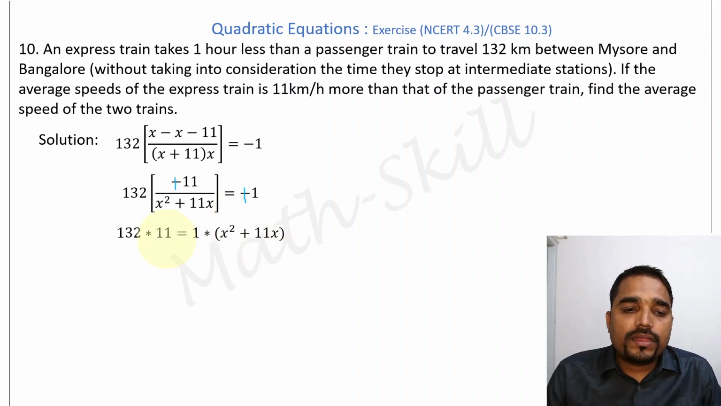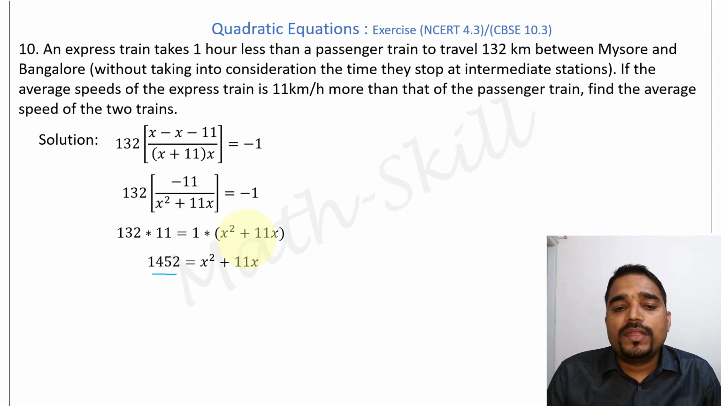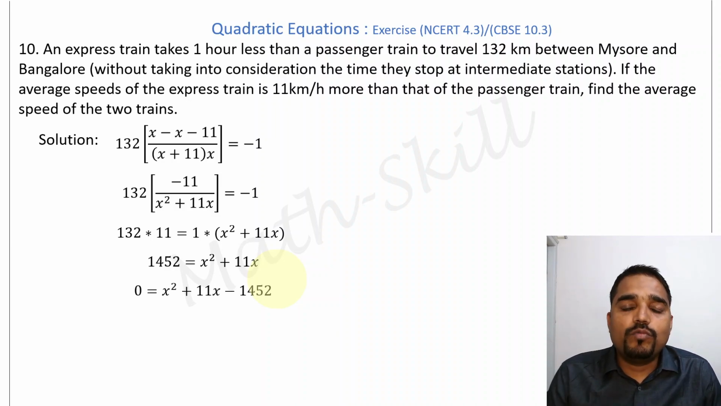Now 11 multiplied by 132: 11 2s are 22, so let us multiply the terms here. 11 2s are 22, 2 carry 1, 11 3s are 33, plus 2 is 5. Also 11 ones are 11, plus 3 is 14. That is 1452 in LHS. Also 1 multiplied by x square plus 11x is x square plus 11x as it is. Now let us take 1452 towards RHS. That is 0 is equal to x square plus 11x minus 1452, is what we are getting.